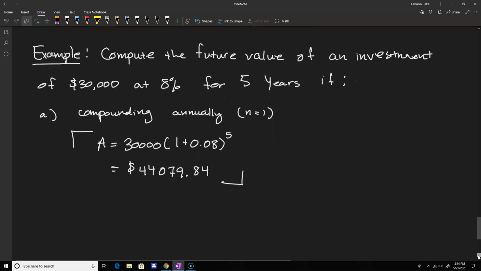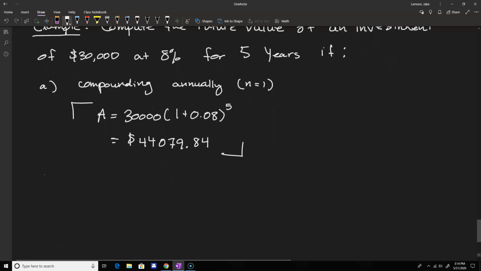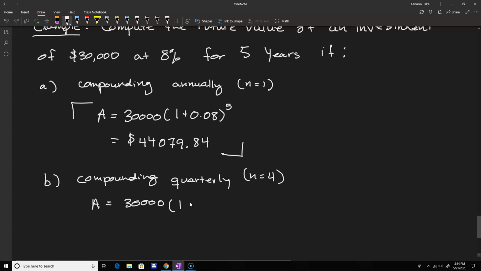B, let's suppose we're compounding quarterly. So a lot of times there's code words that indicate the value of n. So that's n equals 4. Quarterly is 4 times per year. So the formula alters a little bit, but not too much. So we still have the 30,000 in front. Then we have 1 plus the 0.08 divided by 4. And then in the exponent, we have 4 times 5.